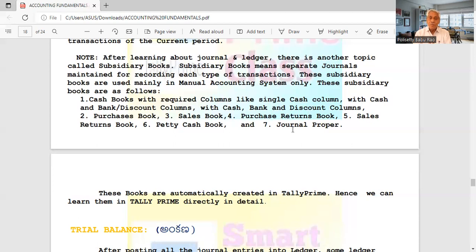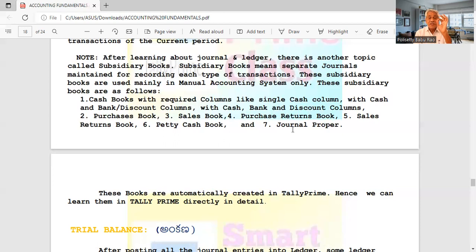In this case, both these accounts are in the cash book itself in the shape of two columns. The simple cash book is called simply the cash book. If you have two columns, the cash and bank columns, we say the cash book with bank and cash columns, or the cash book with two columns. So the bank account we have to debit and the cash account we have to credit.